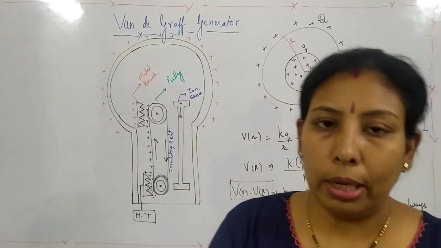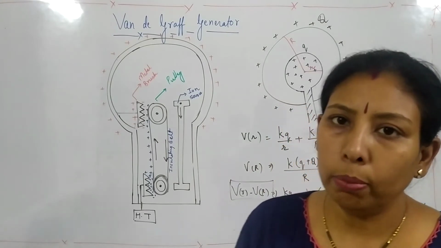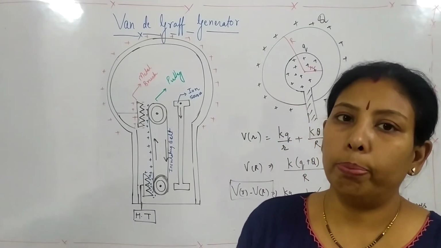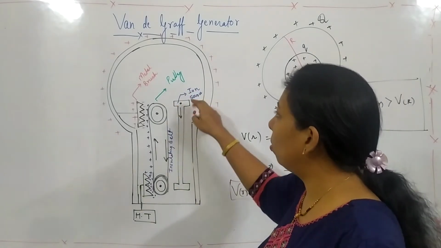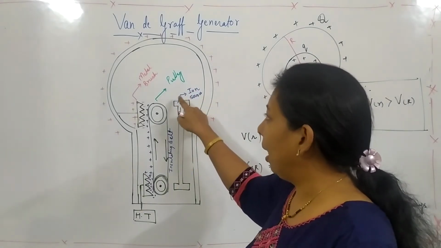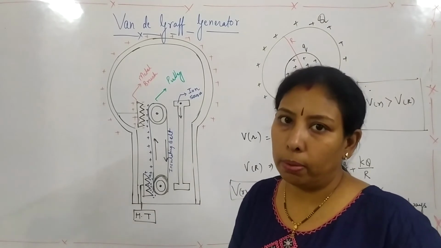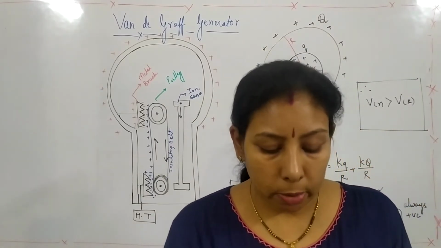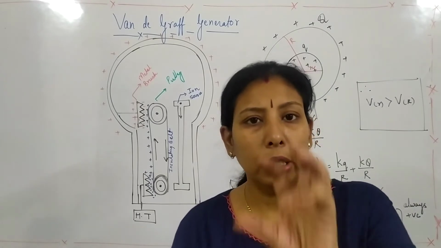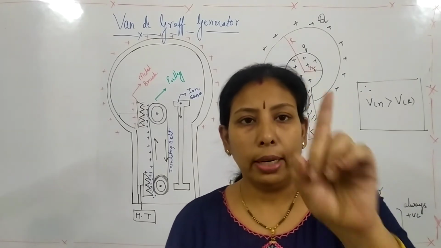And when we are able to collect a big charge on the outer sphere, we are able to generate a high potential. And then, by creating the potential difference, we can use this ion source and we can accelerate this charged particle. Okay, now this is all about the working, and I will also explain to you why the potential of the inner sphere is greater than that of the outer.